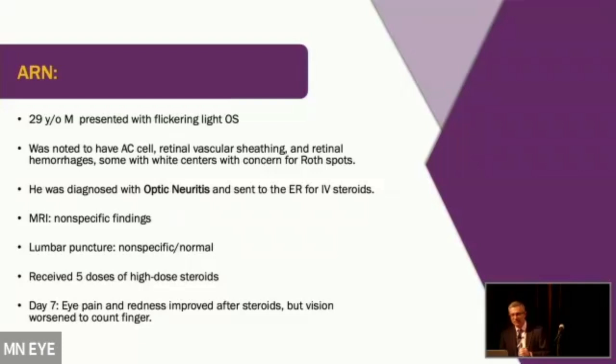So this is a 29-year-old patient who presented with flickering light in the left eye. In the note, they say there were no AC cells. There was noted to have AC cells, vascular sheathing, retinal hemorrhage, and some white-centered hemorrhages concerning for Roth spots. Still, he was diagnosed with optic neuritis and sent to the ER for IV steroids, thinking that this is optic neuritis, part of MS, so let's give him steroids.